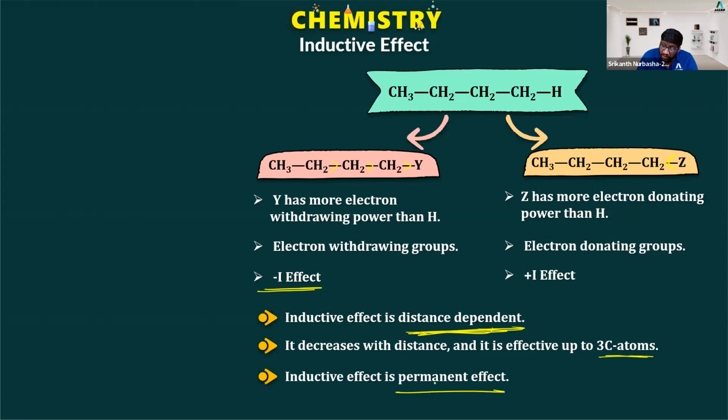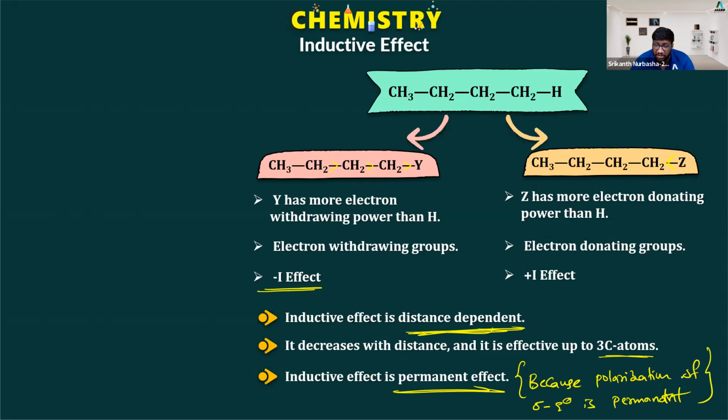Inductive effect is a permanent effect because the polarization is complete. The polarization of sigma electrons is permanent because the bond is present. Because of that, we can say inductive effect is a permanent effect.